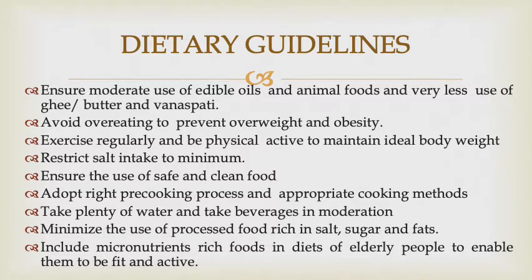Avoid overeating to prevent overweight and obesity. Exercise regularly and be physically active to maintain ideal body weight. Restrict salt intake to minimum. Ensure the use of safe and clean food. Adopt right pre-cooking processes and appropriate cooking methods. Take plenty of water and take beverages in moderation. Minimize the use of processed food which are rich in salt, sugar and fats. Include micronutrient-rich food in diet of elderly people to enable them to be fit and active.